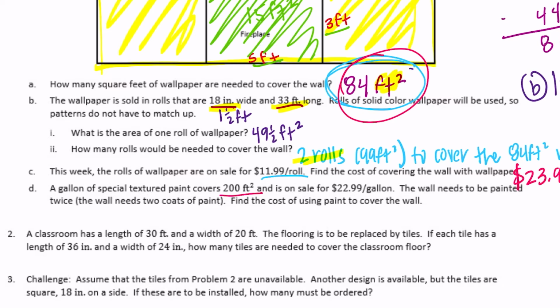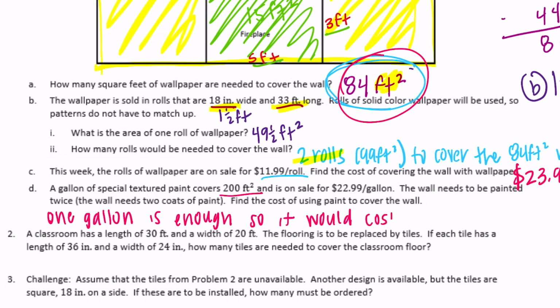So let's say find the cost of using paint to cover the wall. So in that case, if we use that, it would only be 1 gallon. So let's say 1 gallon is enough. So it would cost $22.99.